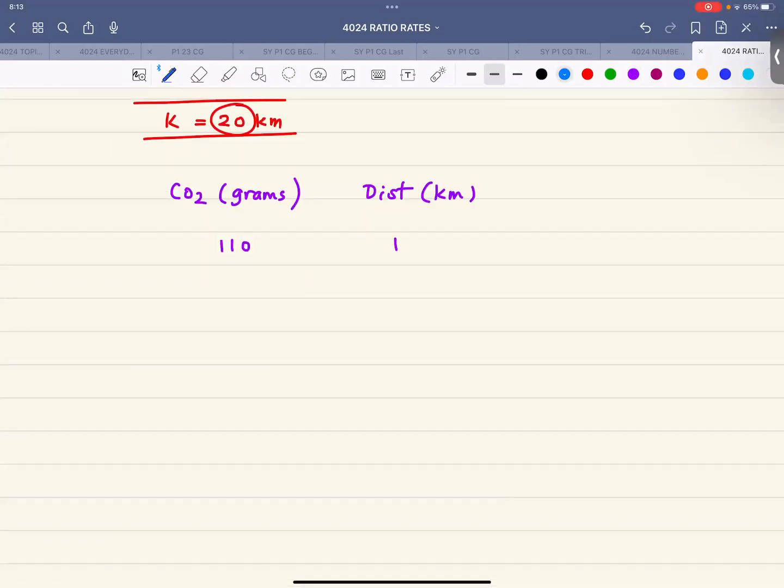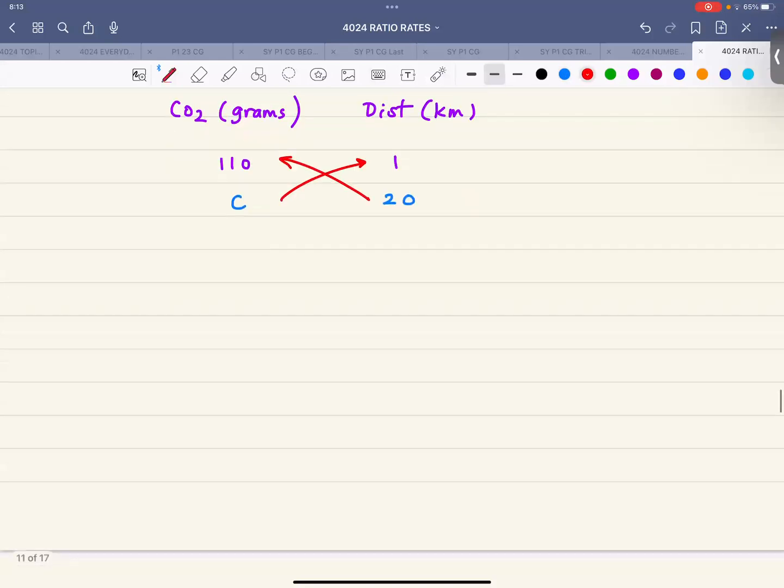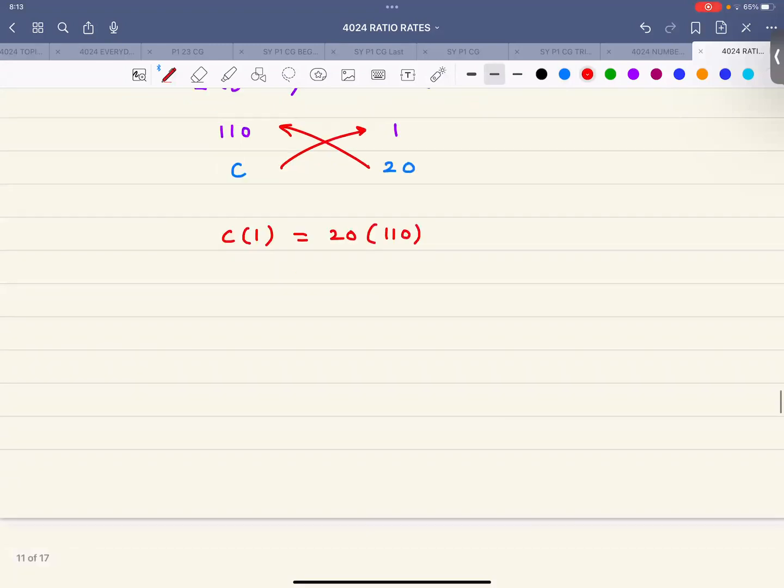For each kilometer traveled, that means 1 kilometer. Therefore, if I am talking about 20 kilometers, carbon dioxide, let me write C over here and cross multiply. So C into 1 is 20 into 110. That is 2 into 10 into 11 into 10. I'm just breaking it up. Let me take 2 from here, let me take 11 from here. That comes out to be 22. Let me take this 0, that is 2200. This is grams of carbon dioxide produced.